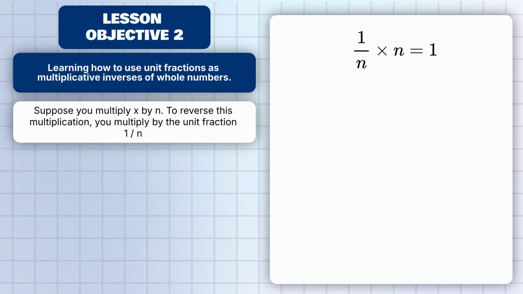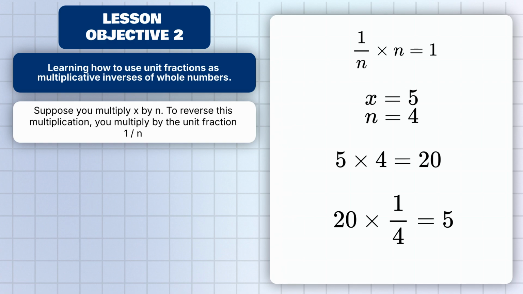For example, let's say x equals 5 and n equals 4. If you multiply 5 by 4, you get 5 times 4 equals 20. To undo this process, you multiply 20 by 1/4, which gives you 5.